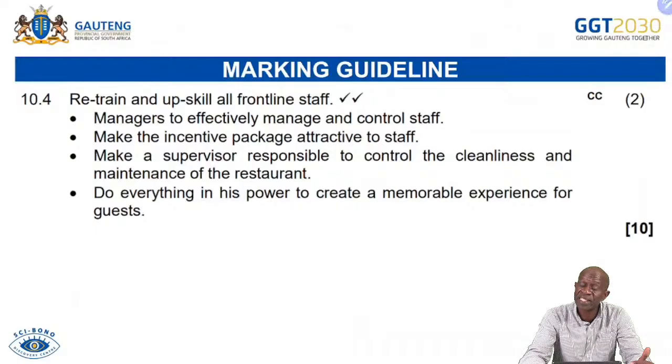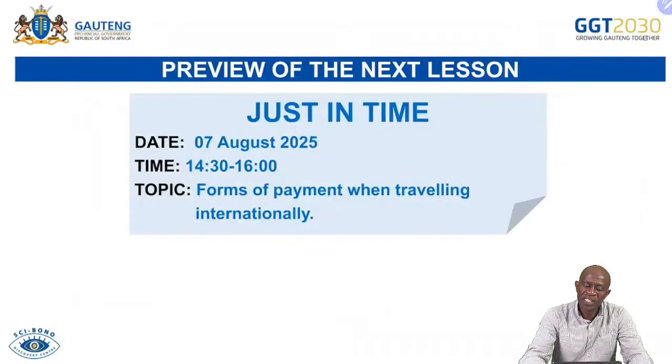Managers must effectively manage and control staff. That's one action that you must take. You need to be efficient and effective in your control of the staff. Make the incentive package attractive to the staff, and make a supervisor responsible to control the cleanliness and the maintenance of the restaurant. He must do everything in his power to create a memorable experience for the guest. So this answers question 10.4, and we've come to the end of this lesson.